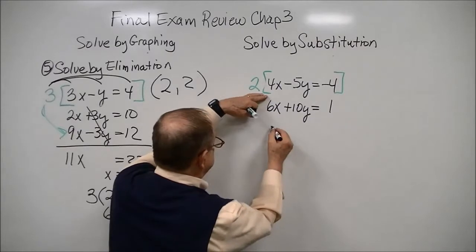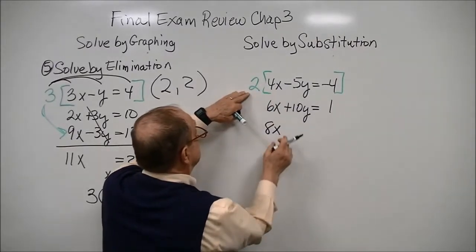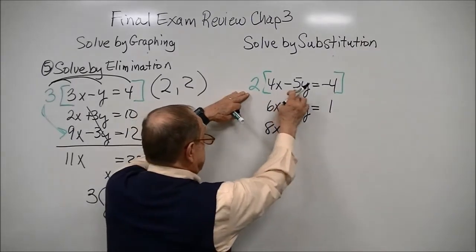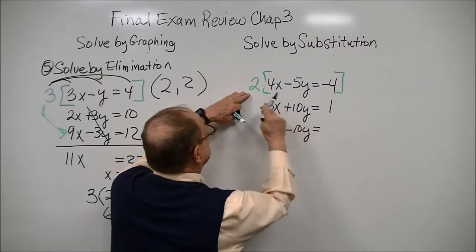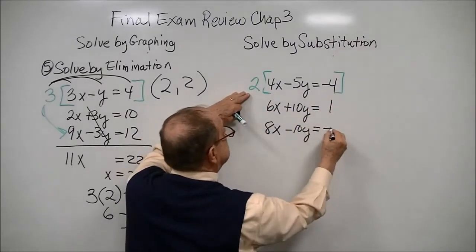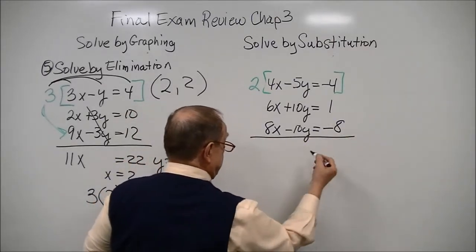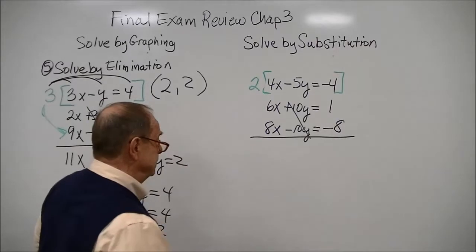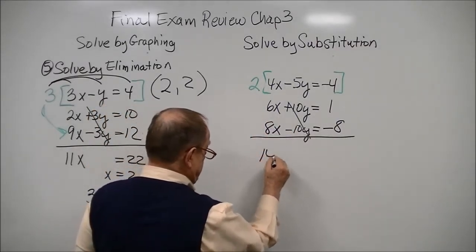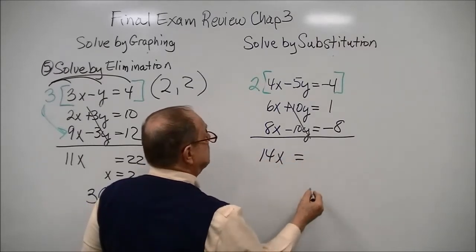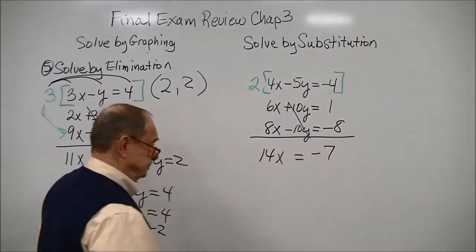So this is going to be 8x, 2 times 4, 8x. 2 times this gives me a negative 10y. And then 2 times this gives me a negative 8. Put my line there. This cancels out. I then get a 14x equals a negative 7.